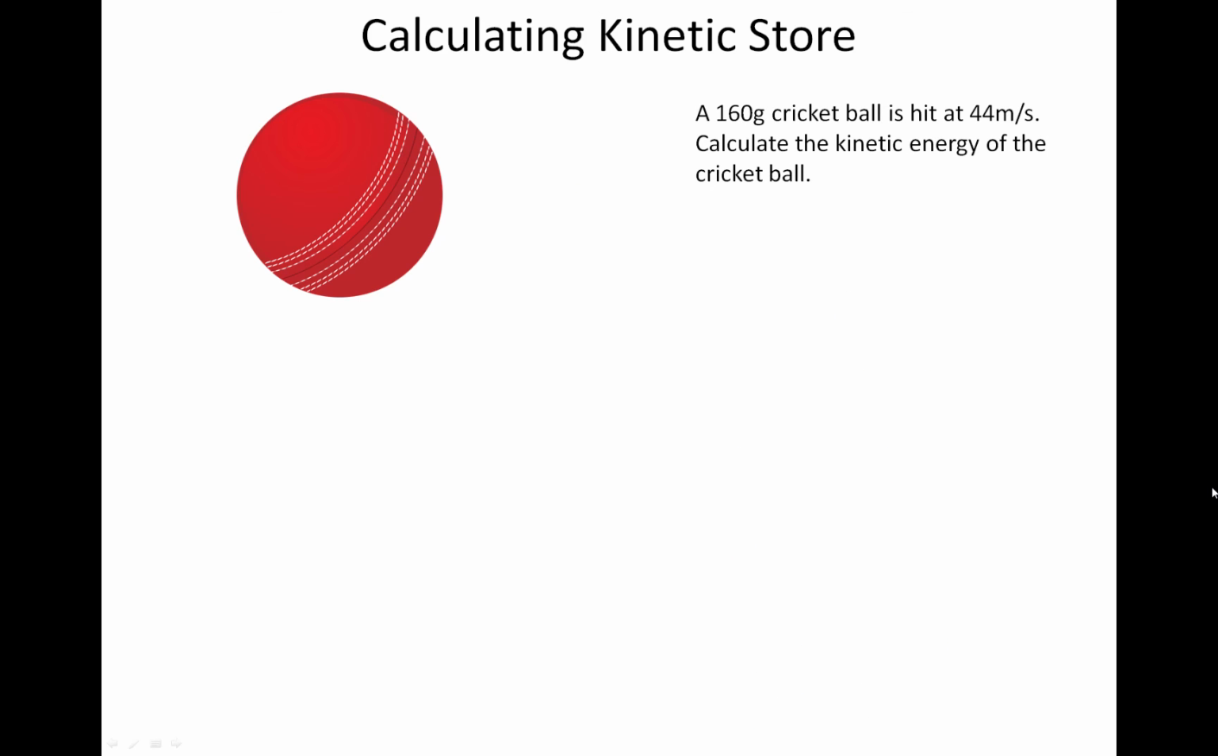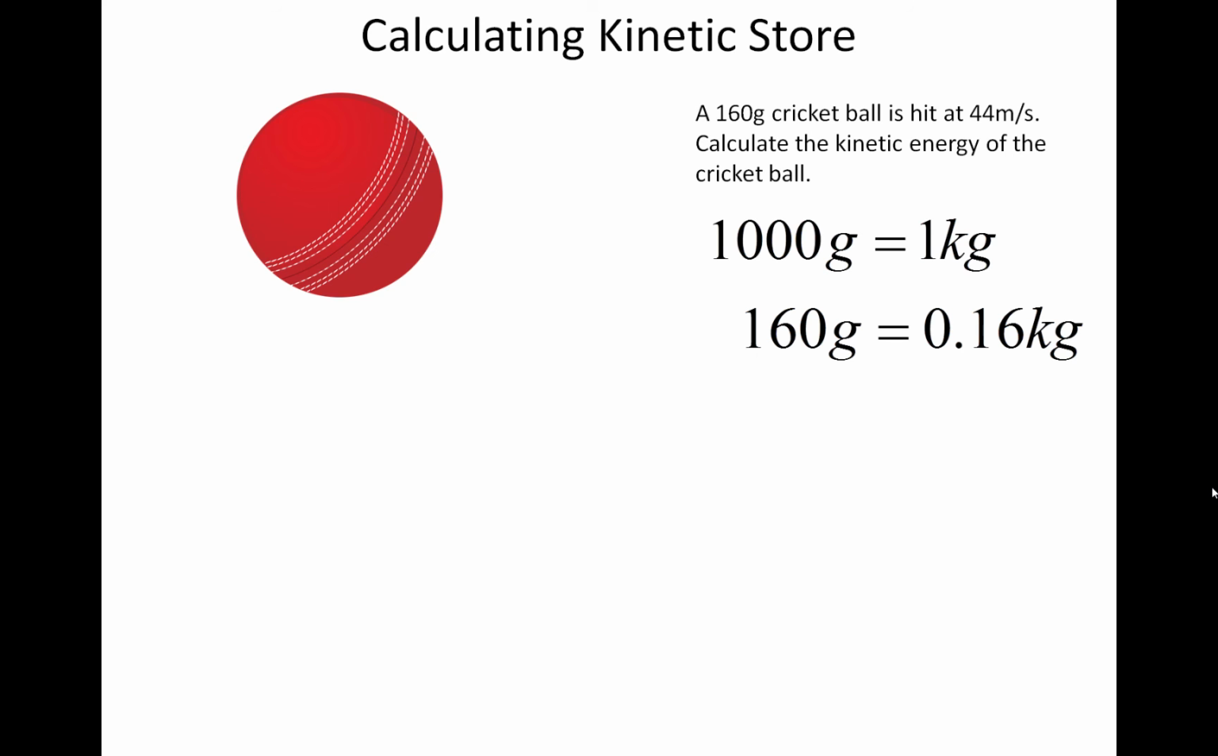Finally, a 160-gram cricket ball is hit at 44 meters per second. Calculate the kinetic energy of the cricket ball. In this case, we do not have kilograms, but we should have kilograms to calculate using mass. So we need to make a conversion. 160 grams, well, if 1,000 grams is 1 kilogram, then 160 grams is going to be 0.6 kilograms. We've divided the number by 1,000.